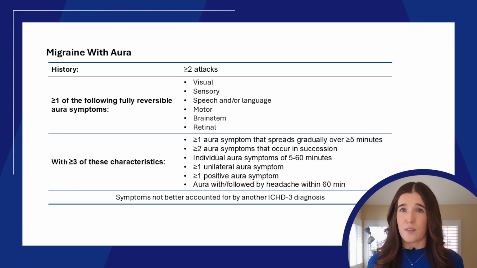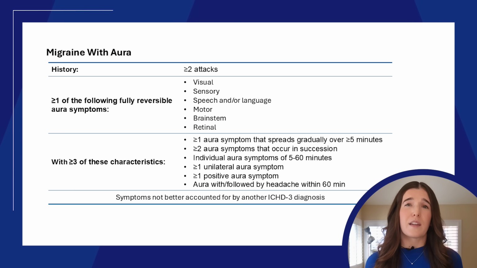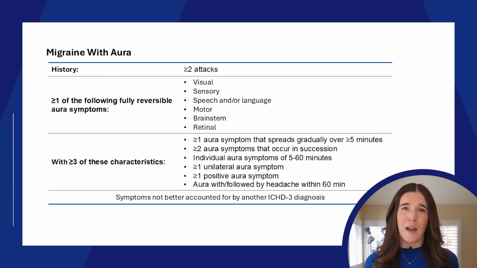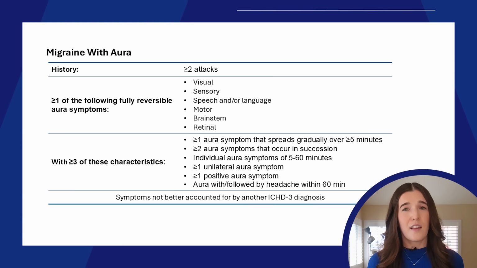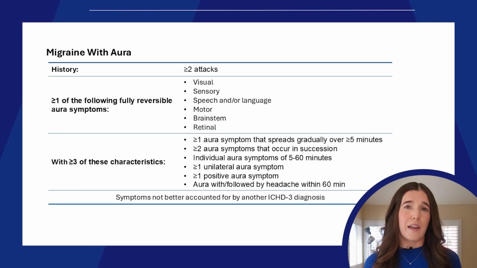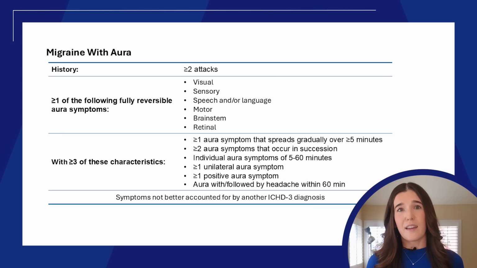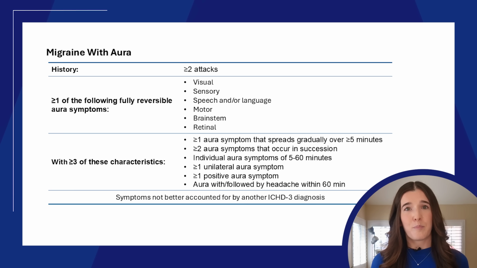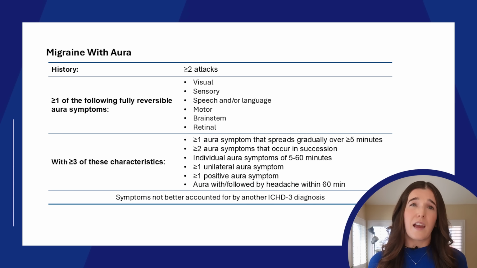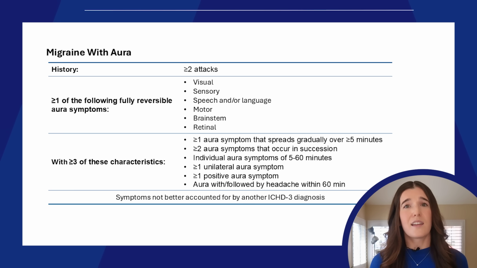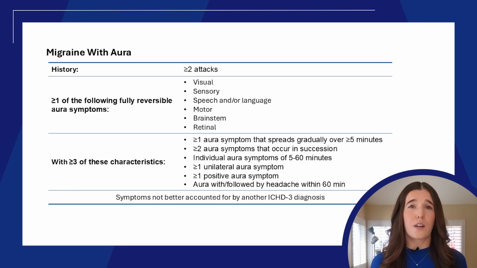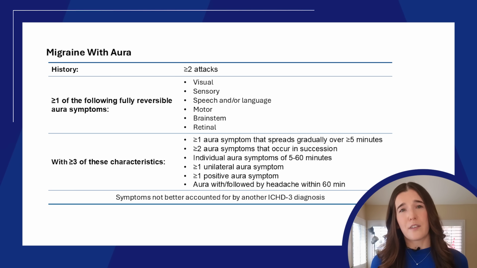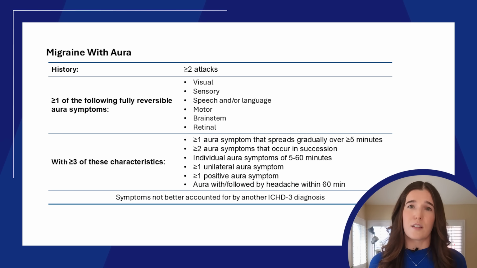at least 1 aura symptom that is unilateral, at least 1 aura symptom that is positive, such as tingling on one side of the body or scintillations in the vision, or the aura must be accompanied by or followed within 60 minutes by a headache. Finally, for diagnosis, the symptoms cannot be better accounted for by a different ICHD-3 diagnosis. Since auras can mimic other neurological conditions, such as a stroke or transient ischemic attack, it is also important to rule these out through a thorough history and appropriate additional evaluation depending on the clinical presentation.